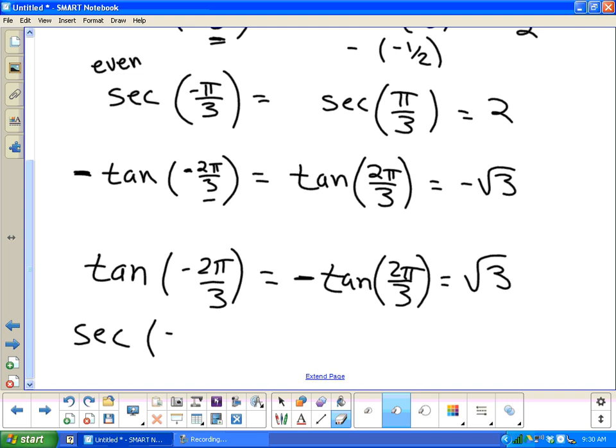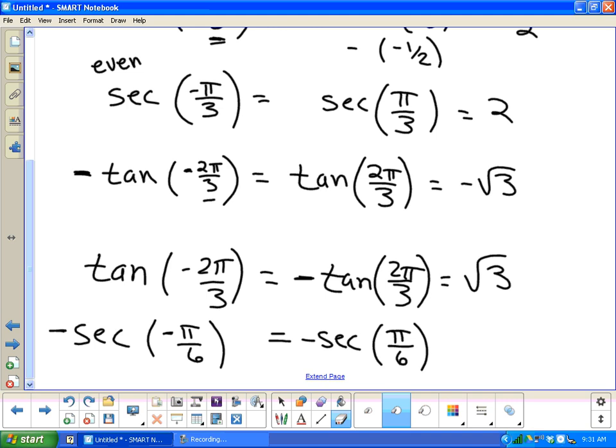Okay. All right. Let's do the secant of negative pi over 6, and we throw a negative in the front. Now secant is even, right? So when we change the pi over 6 to positive, does that mean we throw a negative to the front? No. So it would stay negative, wouldn't it? It wouldn't change to positive.